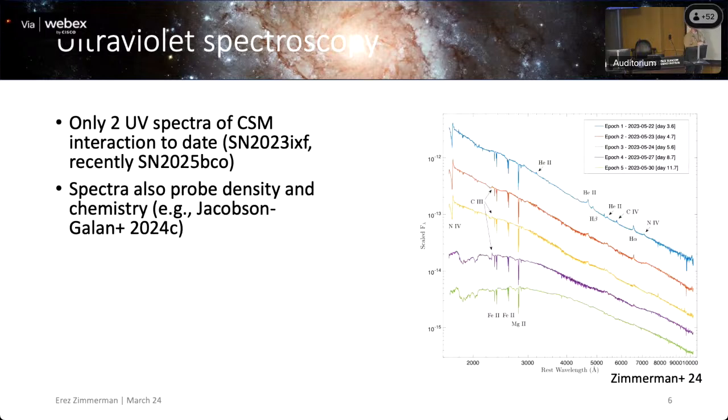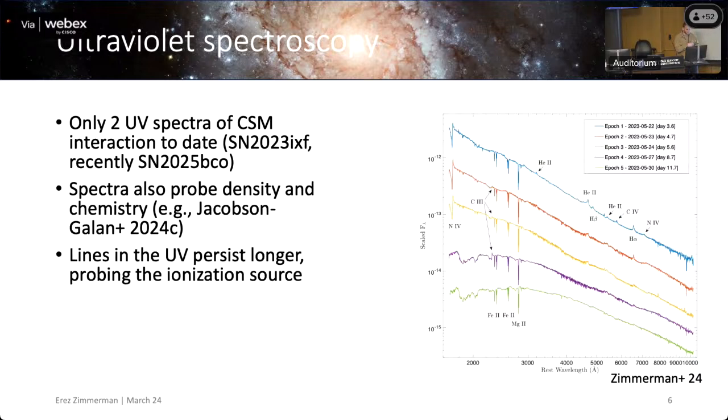And with the narrow lines, we can use all sorts of techniques to probe the chemistry and also the density of the CSM. For example, the width of the electron scattering wings of the narrow lines tells us where the optical thickness is roughly at 1. The chemistry is basically seen from the elements that we see from the different spectra.